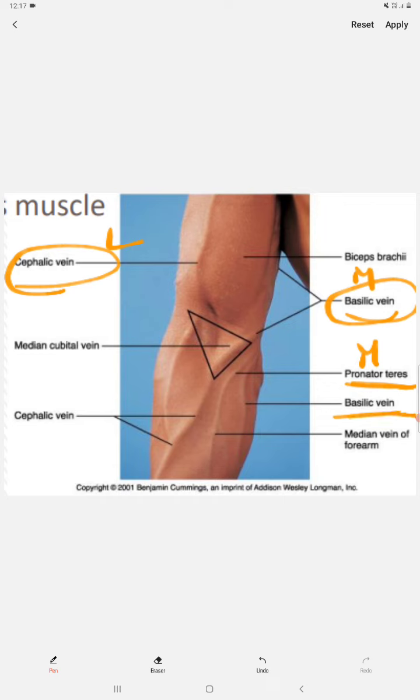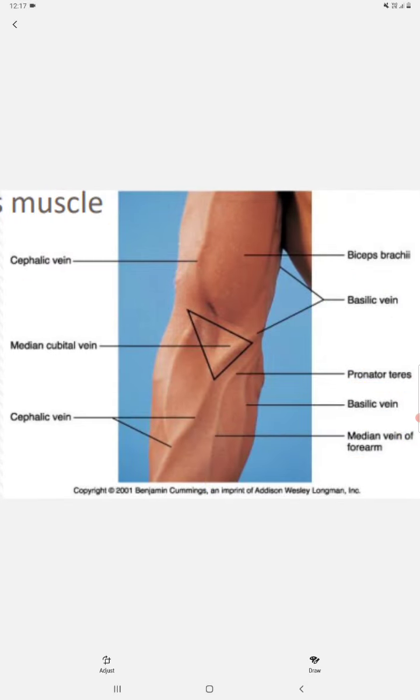And these are the two veins which are prominently seen in the superficial fascia just below the skin. Here we can see the prominence of the cephalic vein on the lateral side and the basilic vein on the medial side. Another vein present here is called the median vein of the forearm. What we can palpate superficially are the veins, right? Because they are superficially arranged.